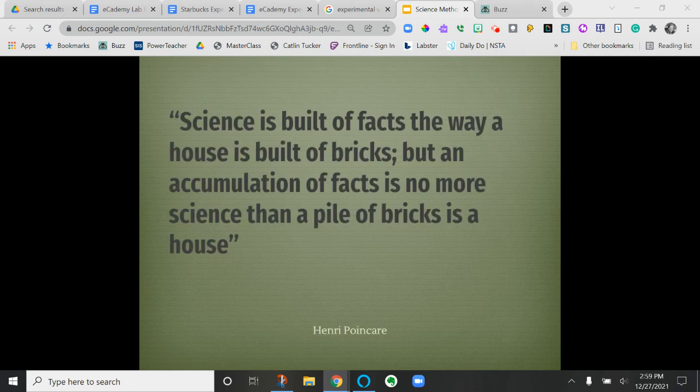I just want to remind you that every experiment we do will give science more facts. But to truly understand science is to understand the process and the patterns of thinking required to do science. So I'm going to leave you with this. Science is built of facts the way a house is built of bricks, but an accumulation of facts is no more science than a pile of bricks is a house.